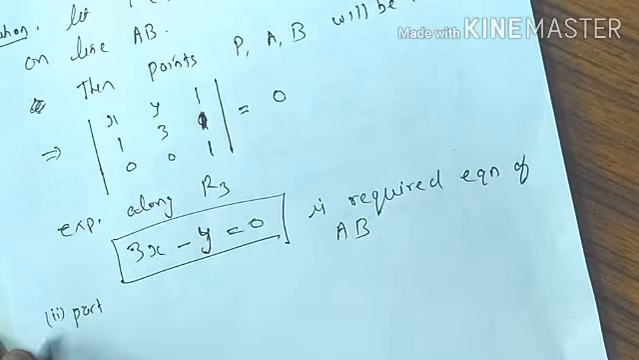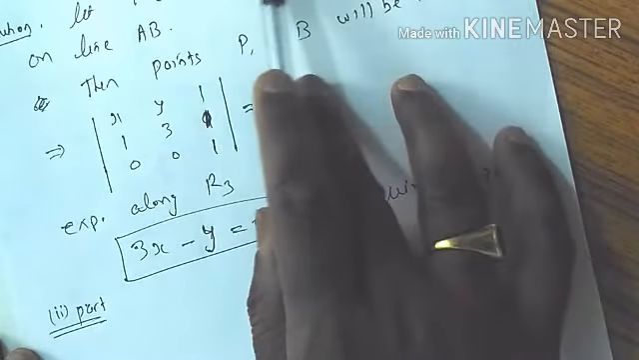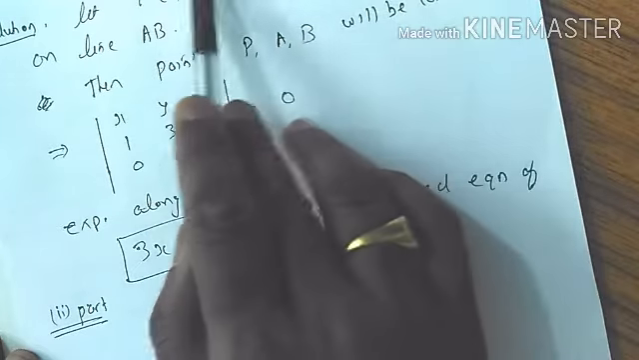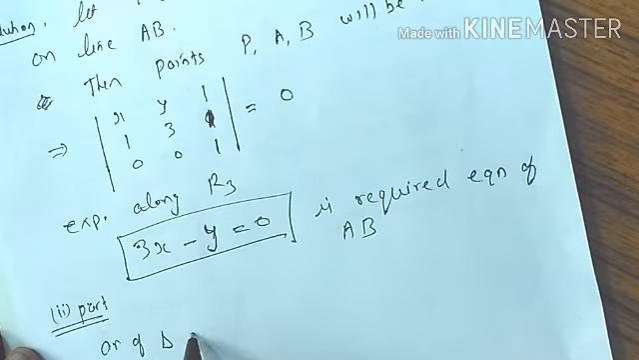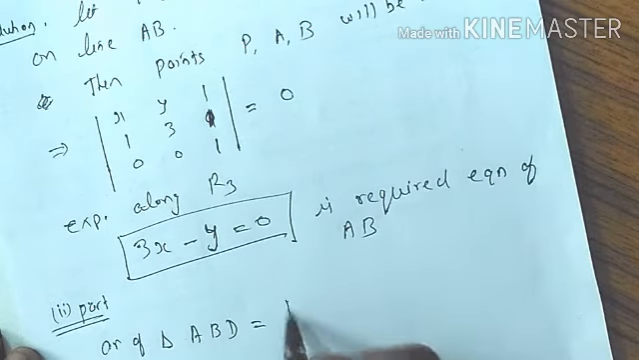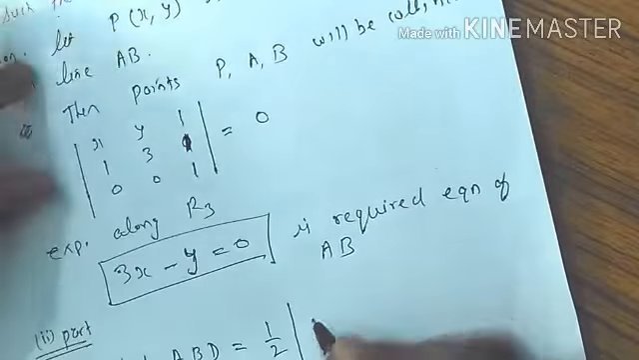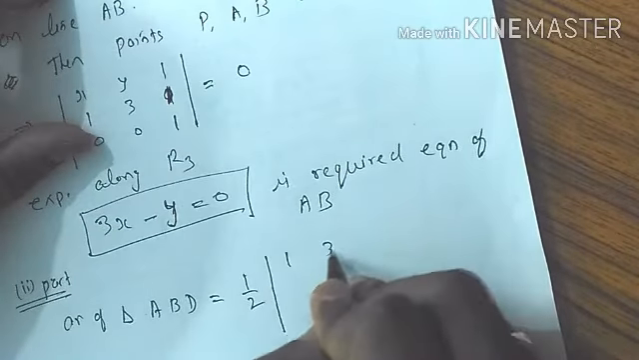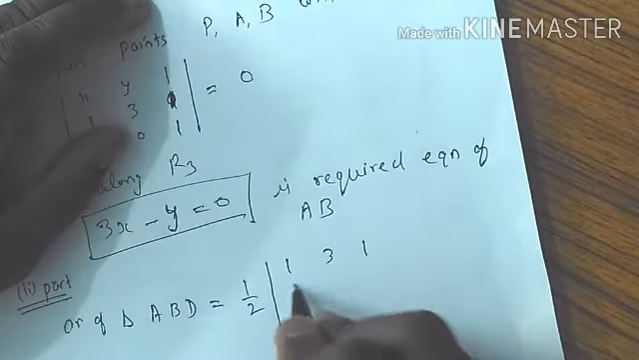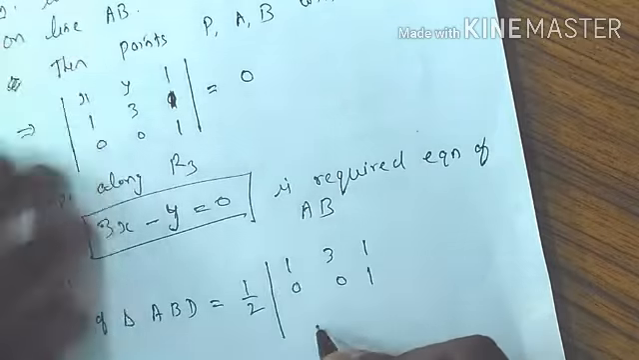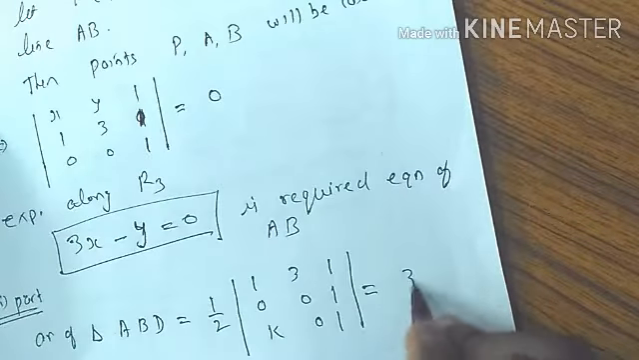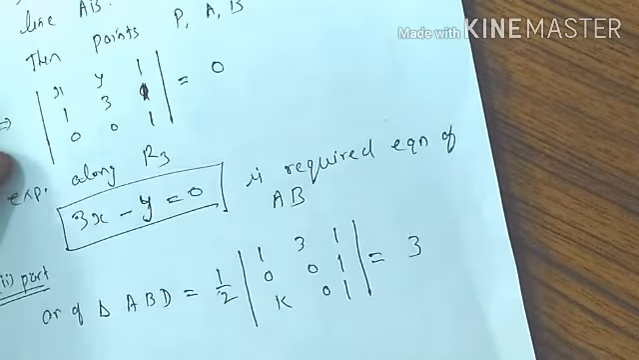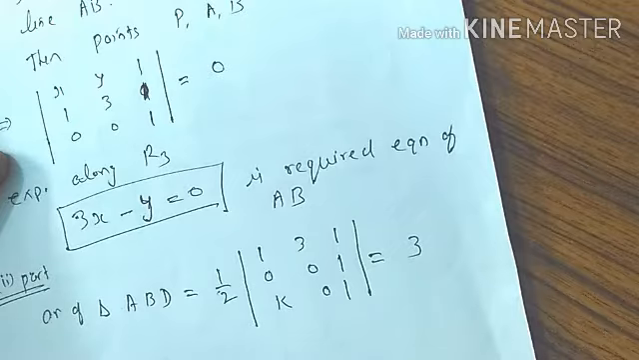Now the second part is, if D with the coordinate (k, 0) is a point on this line, find the value of k if D is a point such that area of triangle ABD is 3 square unit. Area of triangle ABD will be half into the modulus of the determinant. A's coordinates are 1, 3, 1, then B's will be 0, 0, 1, and D is k, 0, 1, and this is equal to 3 square unit, given as 3. So I will cross multiply the half, and expanding this, what will happen? First, half is taken like this.